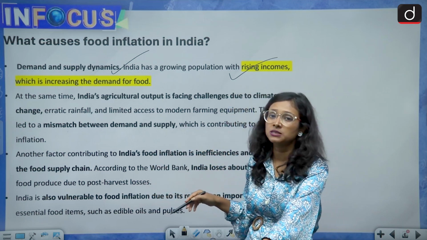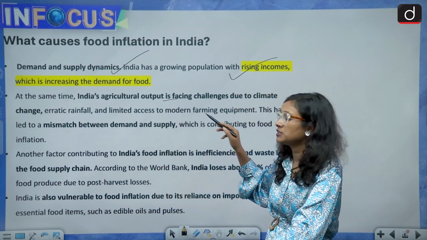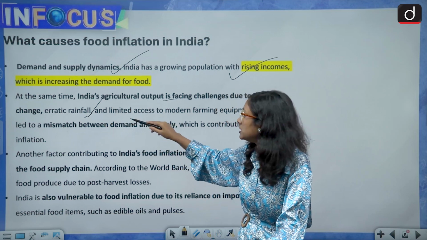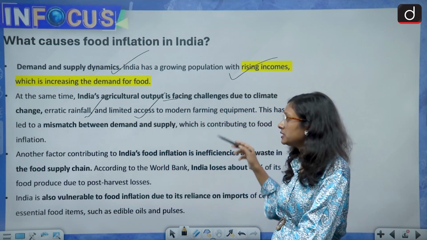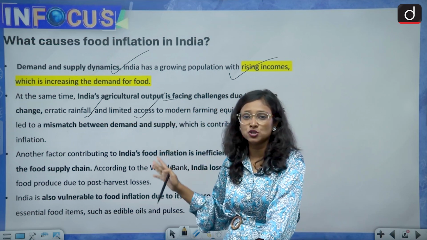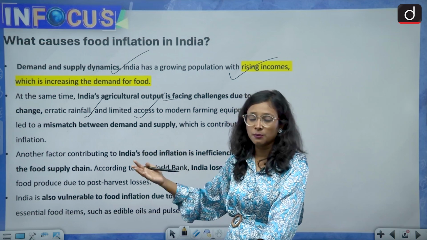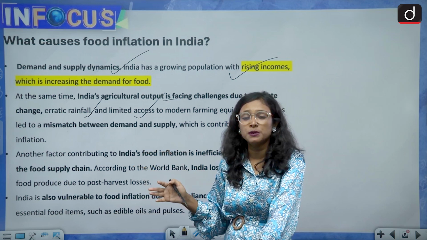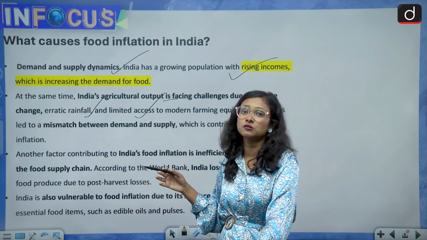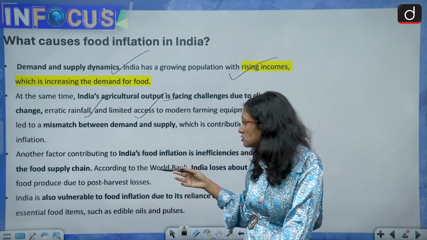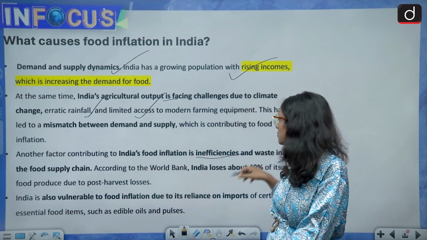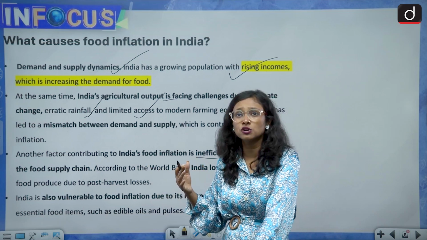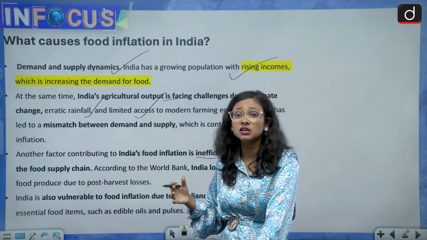The other problem is India's agriculture output, which is facing multiple challenges: the climatic challenge, erratic rainfall, and limited access to modern farming equipment, and that has created a mismatch between supply and demand. So the climatic conditions and poor equipment are also responsible for rising food inflation. And India is also inefficient in controlling food prices because of a lot of wastage in food.